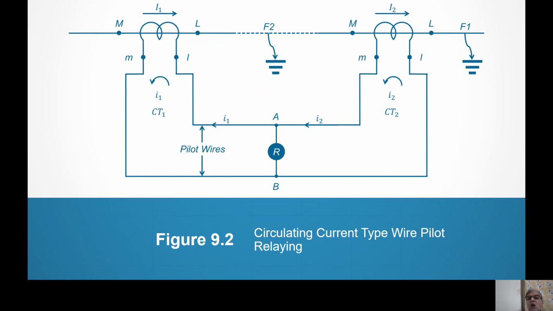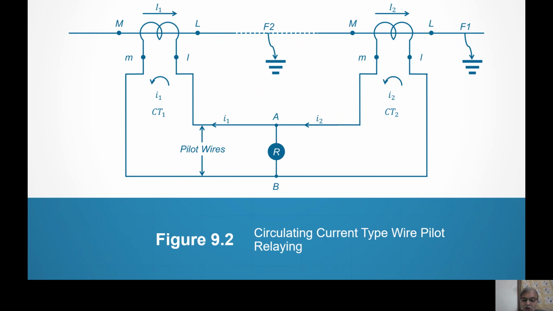When the fault is at F2, I2 will reverse, as we have told, no? Primary I2 will reverse, so secondary I2 will also reverse. And therefore the current passing through the relay will be I1 plus I2. Very high current. And therefore the relay will operate. It will give a tripping signal to both the breakers simultaneously. So they will simultaneously trip and simultaneously reclose.